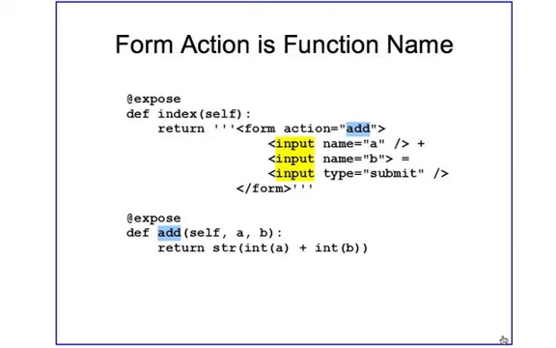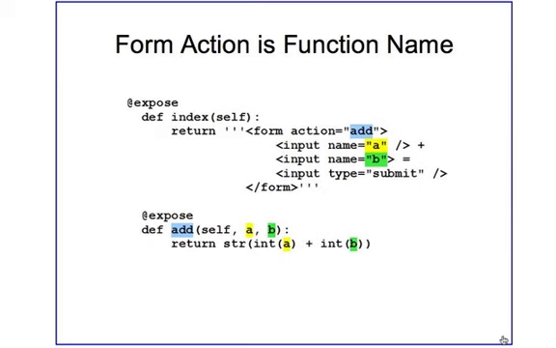The form has an action, add, which matches the name of the function we want Python to execute when the form returns with values for the inputs. Note how variables a and b are in quotes within the HTML form, but they became normal Python variable names in the function. This is the magic of CherryPy.